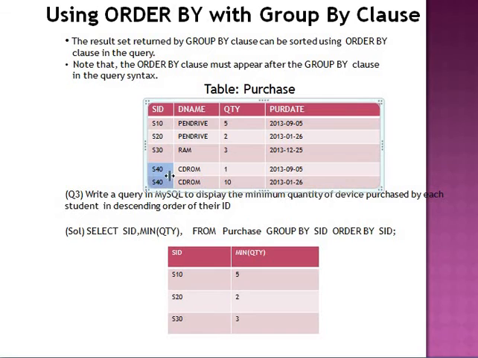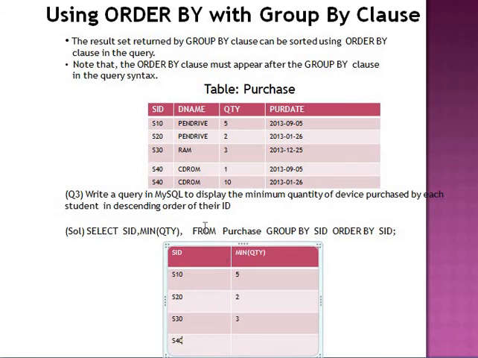Now look at this entry of S40. This tells the student bearing the SID value as S40 has purchased the device CD-ROM twice. First in this particular date, where he has purchased CD-ROM in 1 number, and secondly on this particular date where he has purchased the device CD-ROM in 10 numbers. So he has purchased the device CD-ROM twice in 2 different dates. This shows S40 as the student ID or the SID entry in the output table.